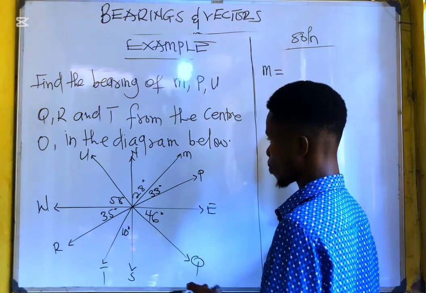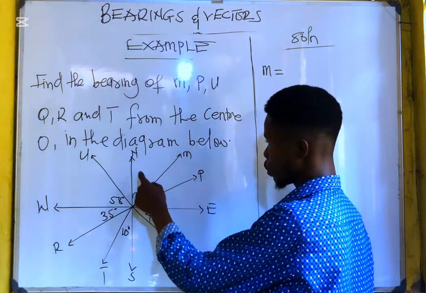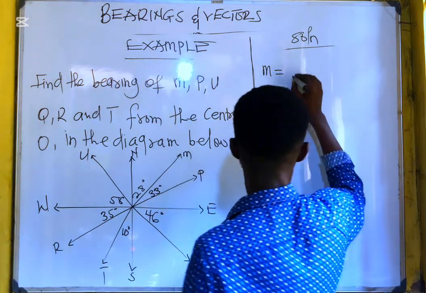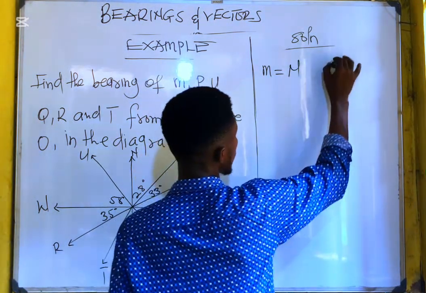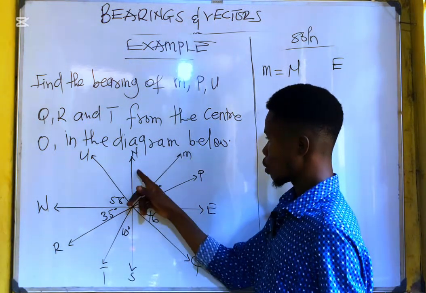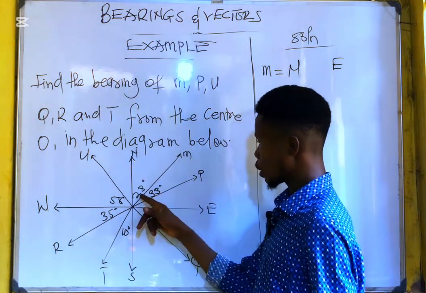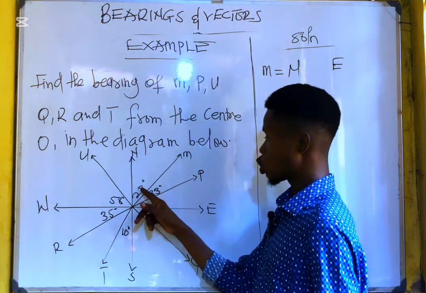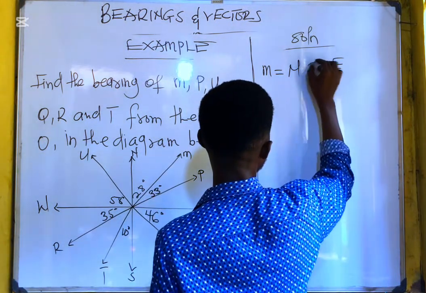So what we are going to do here is, let's start with M. M is between the north and the east. So we have north, then east. Also, from this place, you see this 28 is attached to the north, not the east. So we write 28 there.